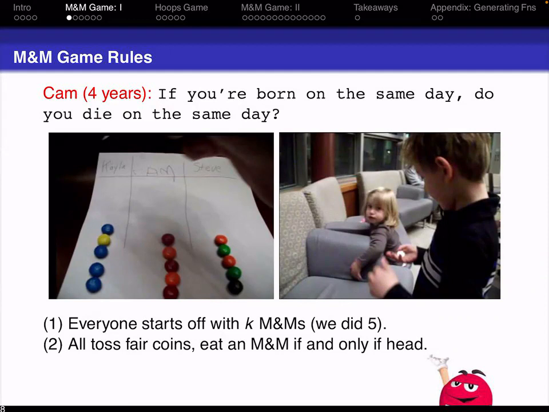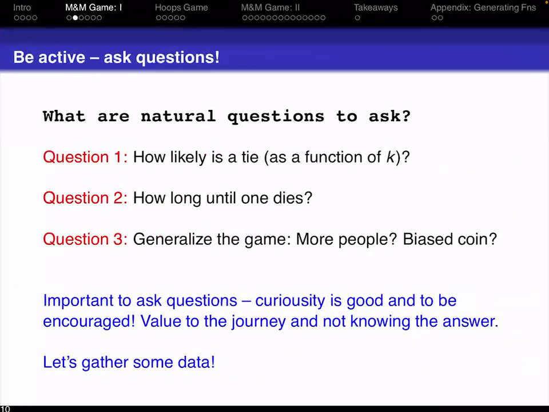It could be how long until the other people die? What are the odds of winning? Or what are the odds of there being a tie? So everybody tosses at the same time. So 1, 2, 3 toss. And so, the questions I wrote down is how likely is the tie as a function of the number of M&Ms? It could also be as a function of the number of players.